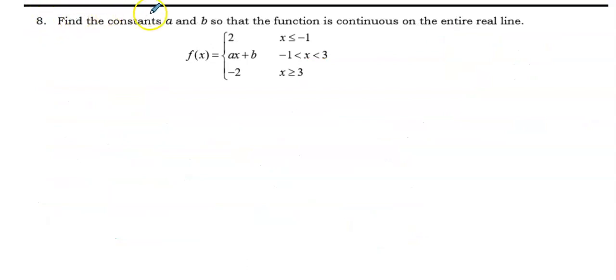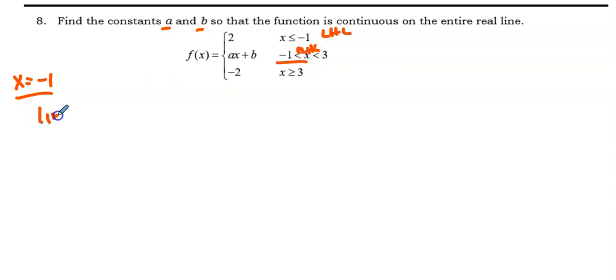Number 8 says find the constants a and b, so both of these, a and b, so that the function is continuous on the entire number line. So since you see we have inequalities here, our focus is going to be on the limit part of this. So I'm going to look right now at x equals -1, and we're going to do that one first. So if we look at -1, x is less than -1, this is our left-hand limit, and then x is greater than -1, this is our right-hand limit.